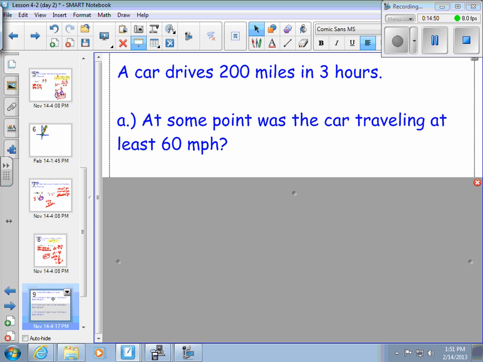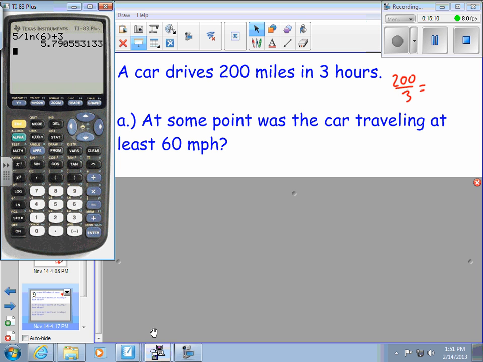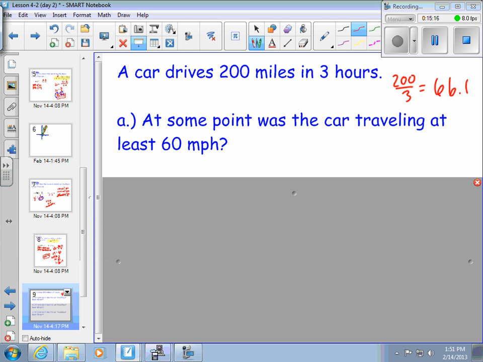All right, last problem. This is another application of the mean value theorem. It says a car drives 200 miles in 3 hours. At some point, was the car traveling at least 60 miles per hour? Well, what was the average speed here? If you take 200 divided by 3 on your calculator, you can figure out what the average slope is: 66.6 repeating. So was the car traveling at least 60 miles per hour? The mean value theorem says it had to have been going this speed, 66.6, at some point. So yes, it must have been going 66.6 at least once.